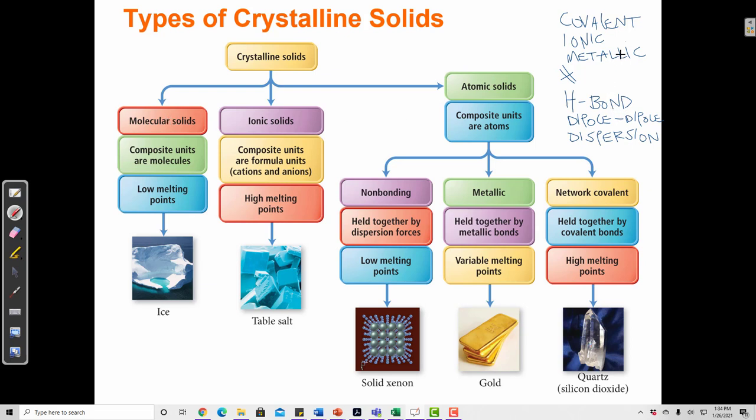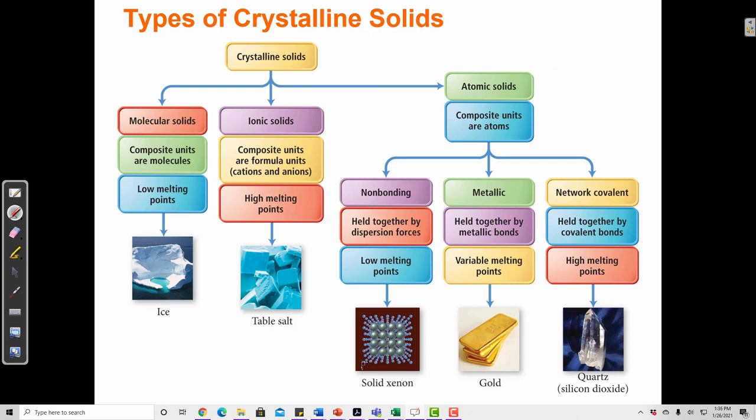Then when I go way up here, metallic bonds are much stronger than all of these. So metals generally have higher melting points than molecular solids, although there are exceptions because of the nature of metallic bonds. Ionic bonds are even stronger than metallic bonds, so ionic bonds have generally very high melting points. And covalent bonds are the strongest of all. So if particles are held together by 100% covalent bonds, they'll have the highest melting point.